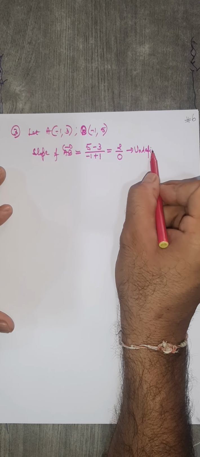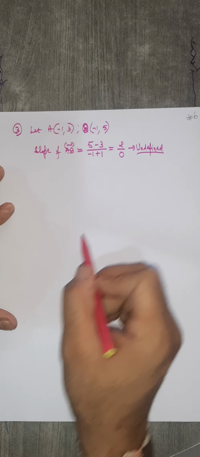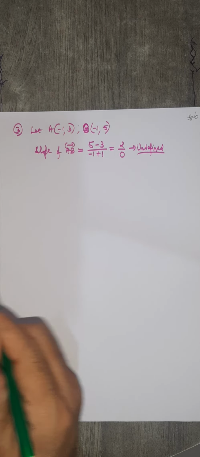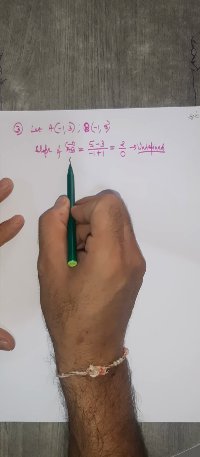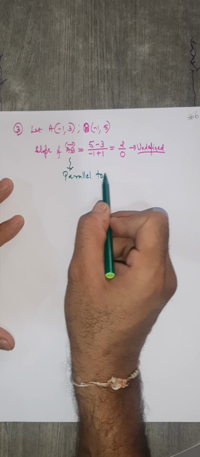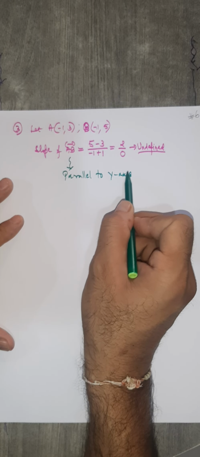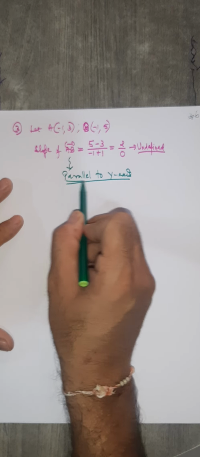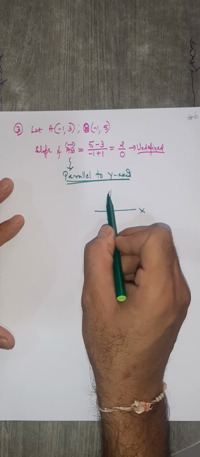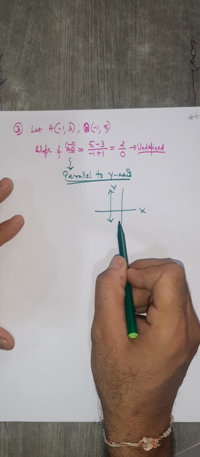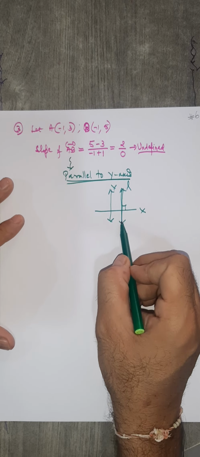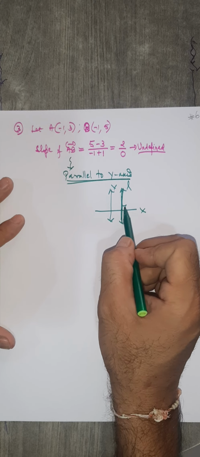Right? It means it has a very big slope. That means it has high inclination. It means this line AB must be parallel to which axis? Parallel to the y-axis. It means it must be a vertical line. If this is the x-axis, this is the y-axis, then the line must be like this. This has to be 90 degrees in this case. Points must be anywhere on this line.